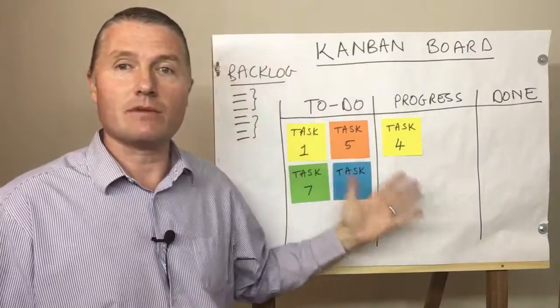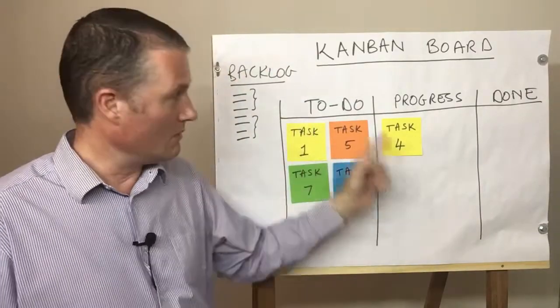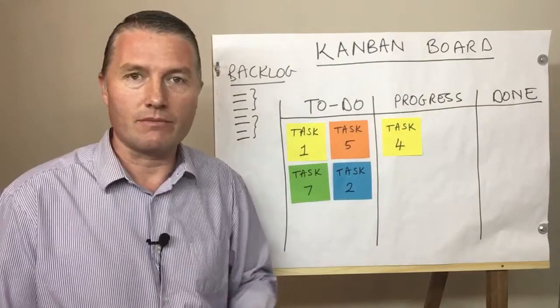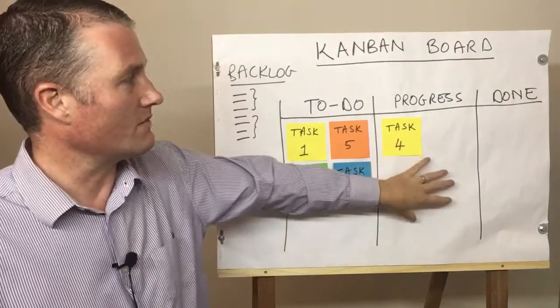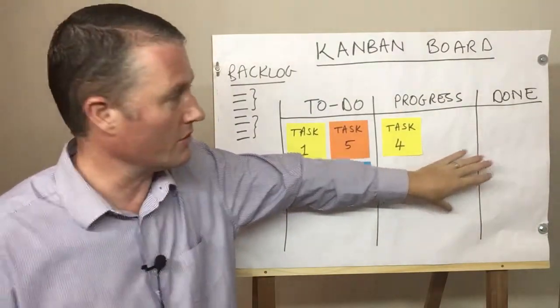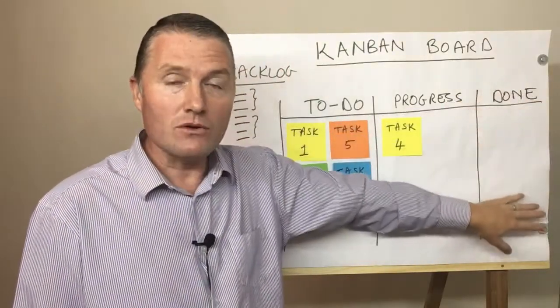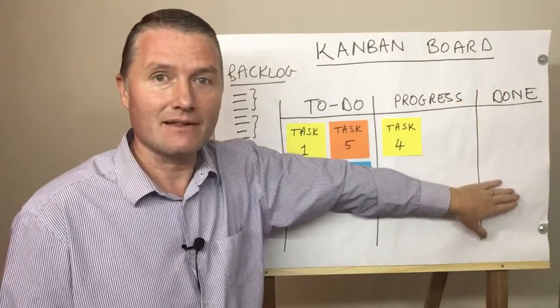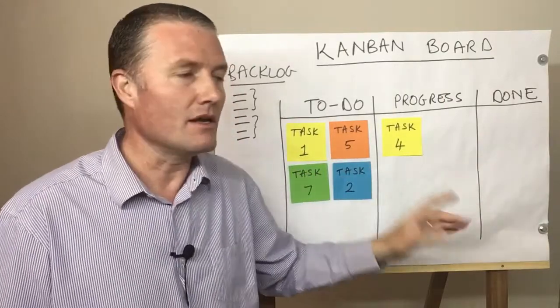So now we've set up our Kanban board. We've got 4 tasks in the to-do list. We've got 1 that is in progress. And now, what is the focus? The focus is to get tasks from this column of being in progress to the done column. Creating value is all about getting things done. That is the key. If you can get things done, you'll create value.